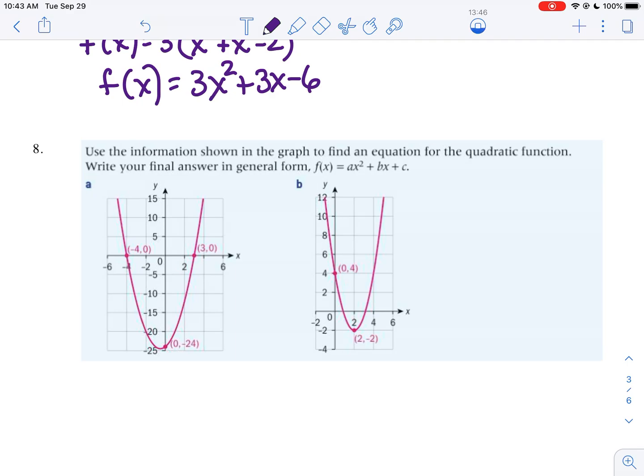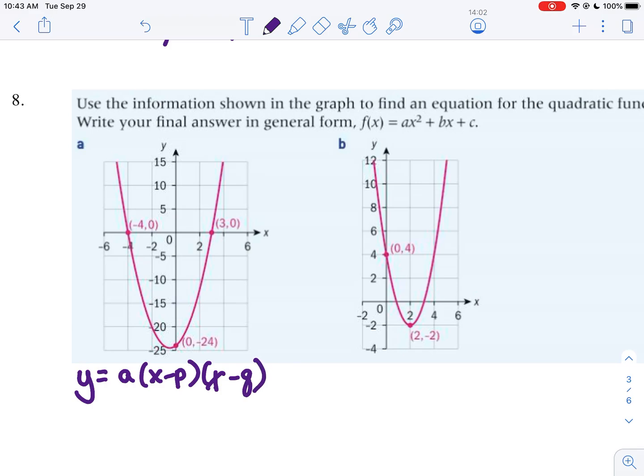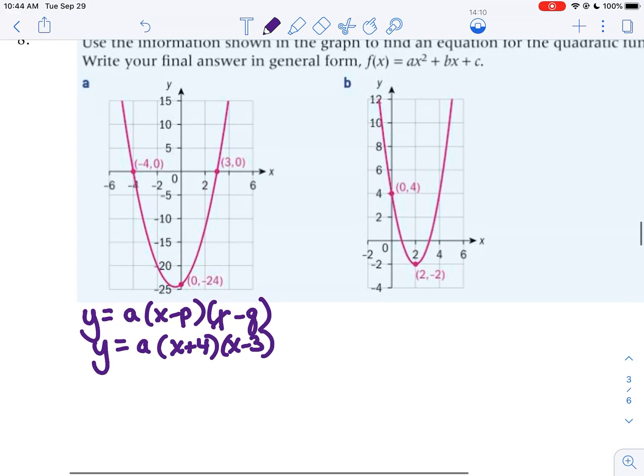Okay, so let's take a look at this, and we're going to play the what do I know game. I don't think I've mentioned that recently. So what do I know is I have the intercepts, okay? And so I'm going to start with intercept form. And this would be x plus 4, x minus 3. Okay, I'm going to start here.